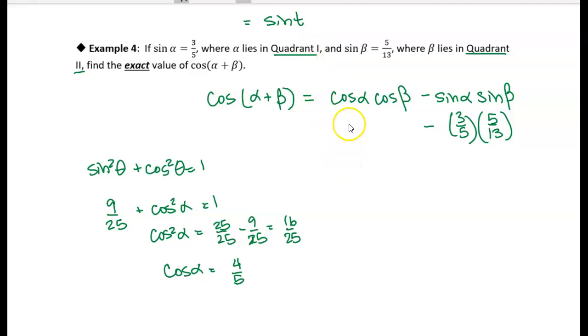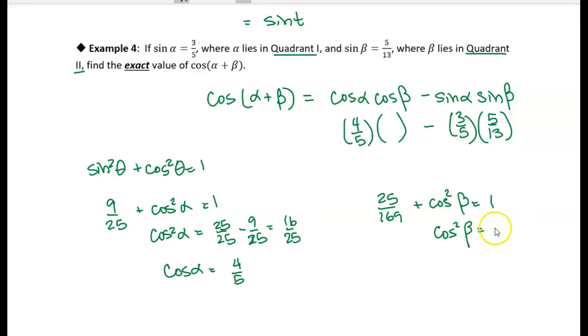Now we know the cosine of alpha, so I can substitute that in here. And we also need the cosine of beta, so let's figure that out. Again, I know the sine of beta, so the sine squared will be 25/169, plus the cosine squared of beta is equal to 1. So the cosine squared of beta is equal to, I'm going to write 1 as 169/169.